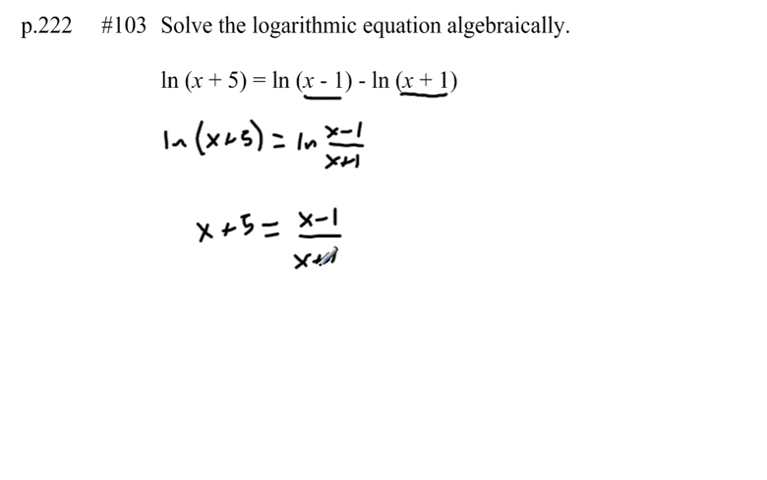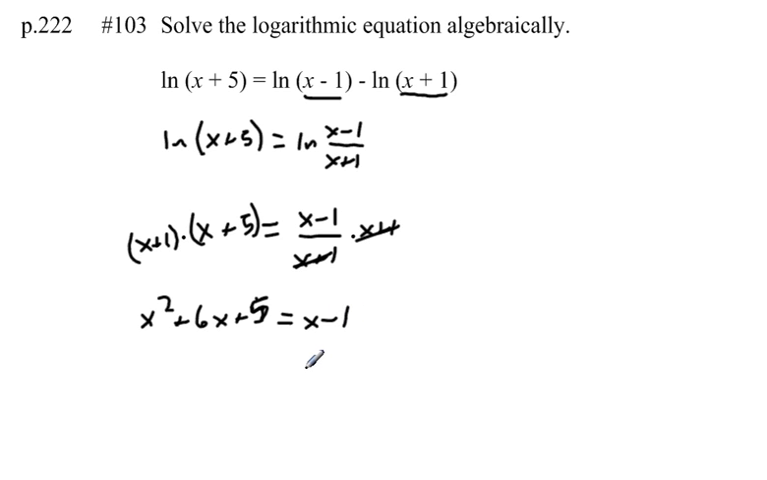Okay, now let's solve this for x. First of all, I don't like this fraction here, so I'm going to multiply both sides by x plus 1. On the right, it'll just cancel out the x plus 1 that we have. On the left, it's going to turn into a FOIL problem. Okay, we can handle this. First, outer, inner, last gives us x squared plus 1x plus 5x, which we'll write as plus 6x plus 5 equals x minus 1.